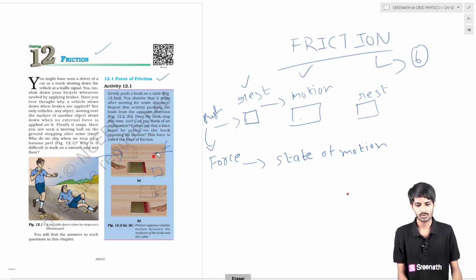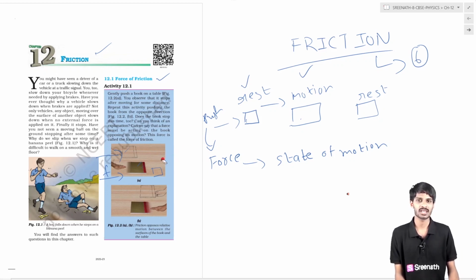Suppose the force of friction is added in this direction. This is the applied force, this is the force of friction. Then what happens to the book? The book will go on. It will never stop, because there are two forces acting in the same direction. In the previous chapter we learned that forces acting in the same direction add up, and forces acting in opposite directions subtract. So here the force is acting in the opposite direction. That's why the state of the book is changed from motion to rest.